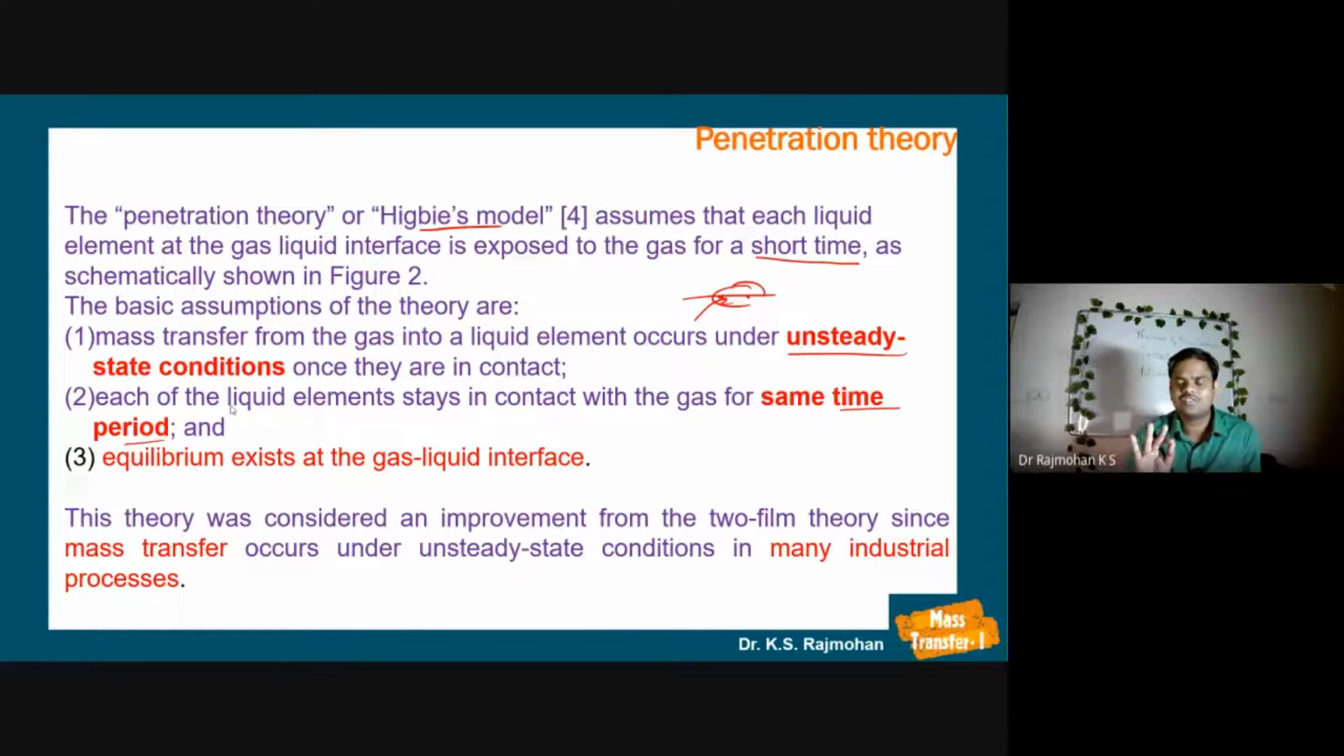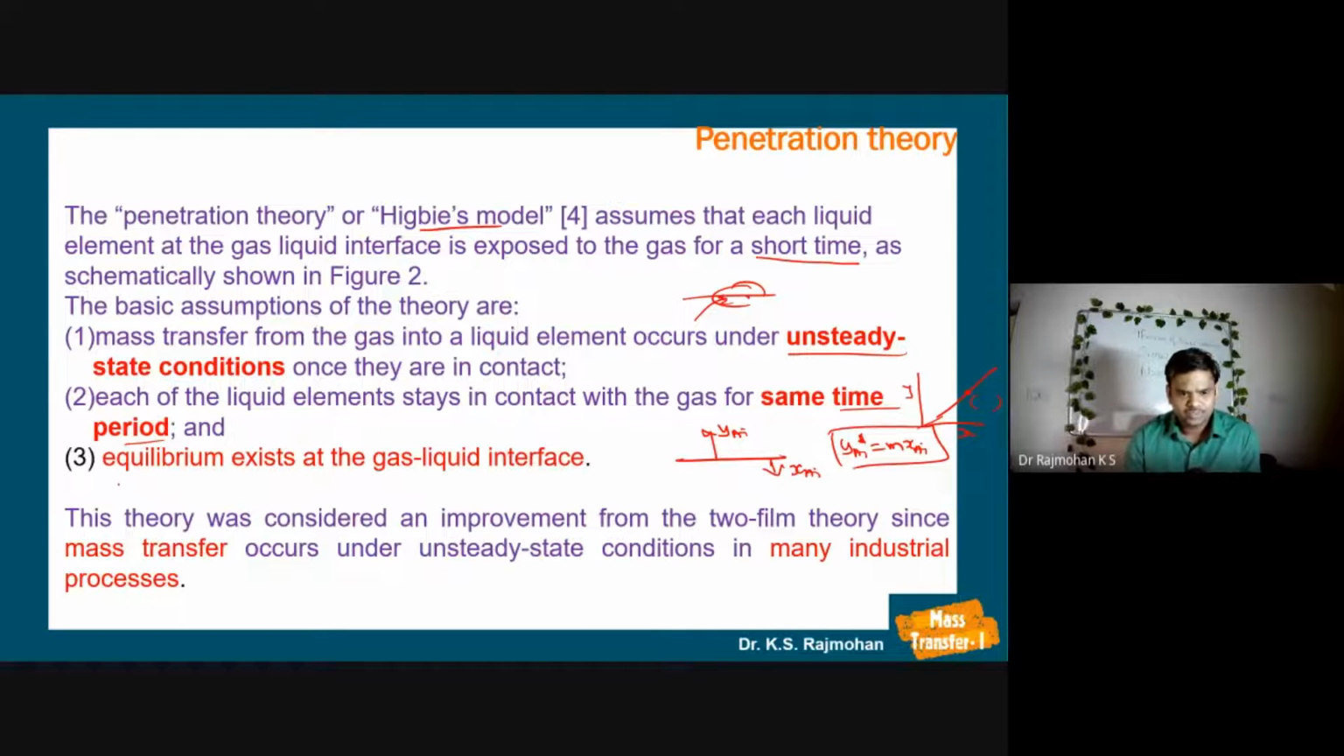Same thing here. So each liquid element stays in contact with the gas for the same period of time, and same in the two film theory. Here also the equilibrium exists between the gas and liquid at the interface. Okay, the gas concentration YAI and the liquid concentration XAI are in equilibrium. YAI equals M into XAI. So they come under the X versus Y equilibrium plot. You can always mark the interface concentration on the equilibrium curve.